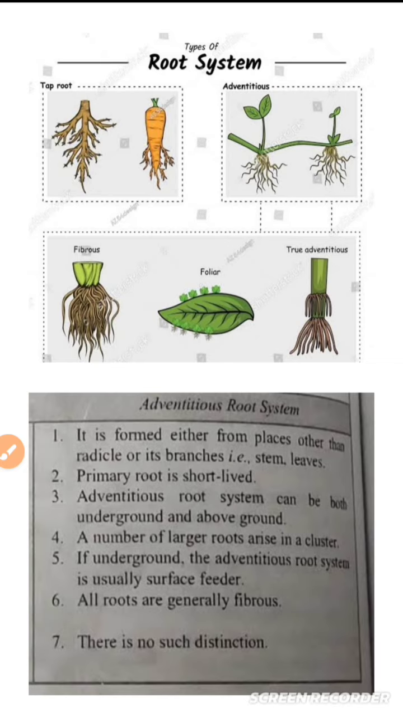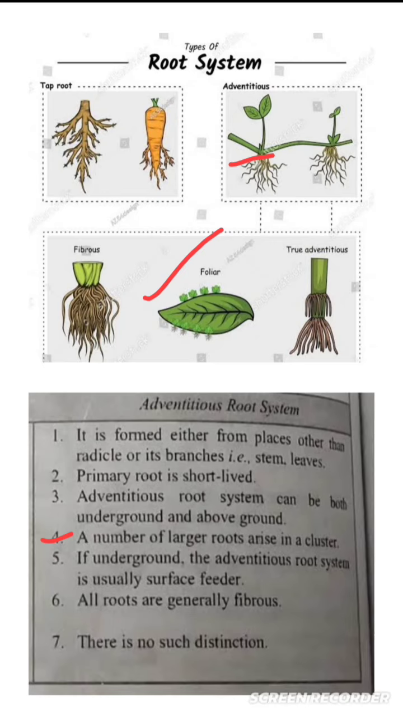Okay, so next point is, a number of large roots arise in cluster. So we have already said that the adventitious roots can arise either from the nodes, from the leaves, or from the internodal regions also. So these roots appear in a large number and they appear in the form of a cluster.